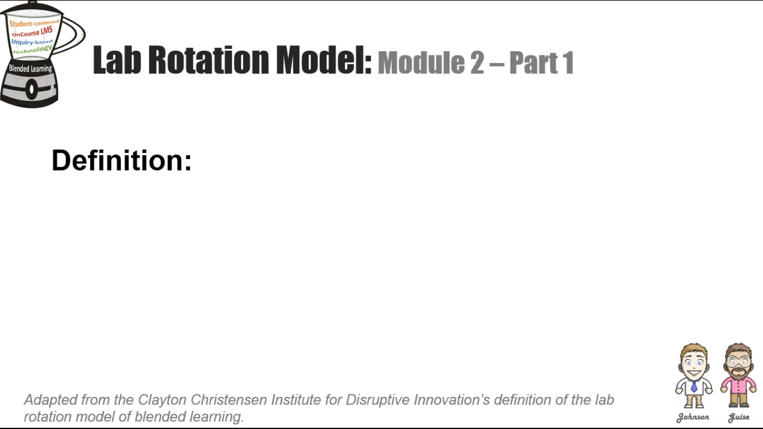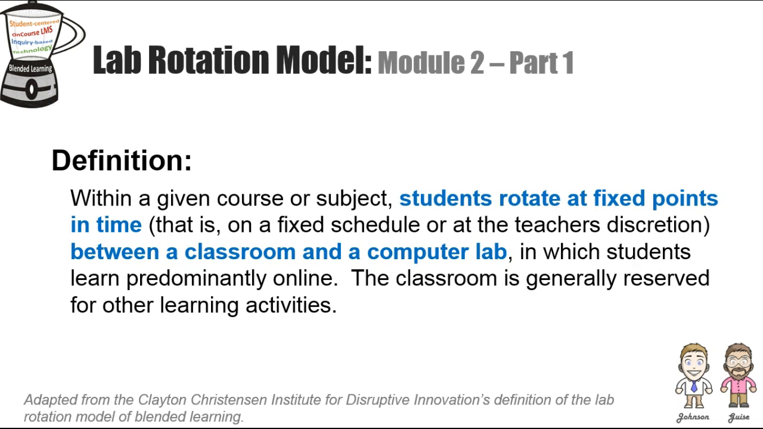You saw a brief summarized version of this in Module 1. The full version says, within a given course or subject, students rotate at fixed points in time, that can either be on a fixed schedule or at the teacher's discretion, between a classroom and a computer lab. And in the computer lab, it's important that the students are learning predominantly online. The classroom is generally reserved for other, more traditional learning activities.